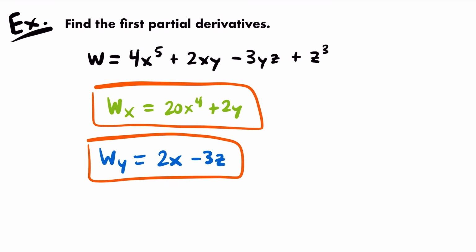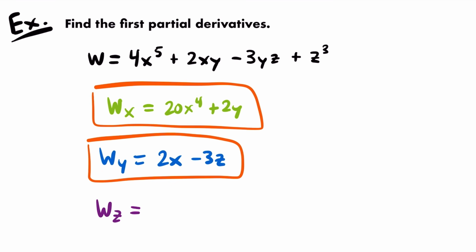And finally, let's find the partial derivative with respect to z. What would that be equal to? Well, remember, we're going to be taking a derivative with respect to z now, so we will treat x and y as constants. So these first two terms have no z's in them, right? We just have x's and y's. So with respect to z, these two terms are constants whose derivatives are 0.